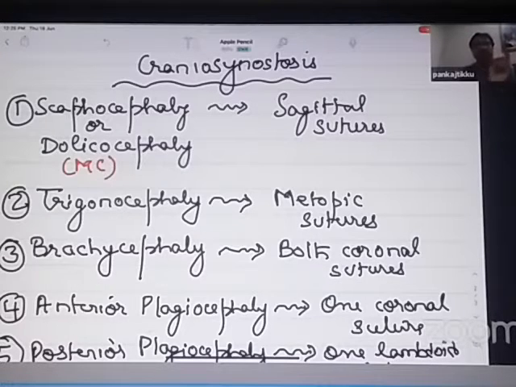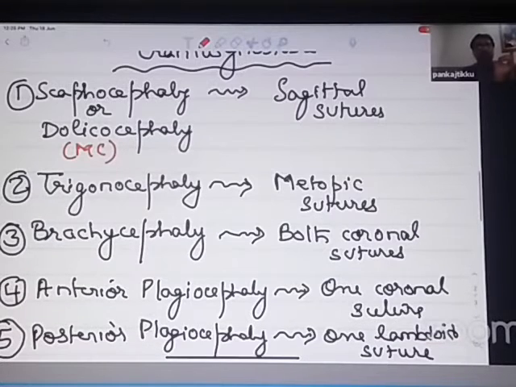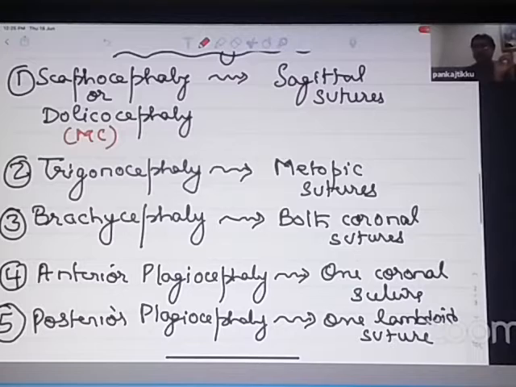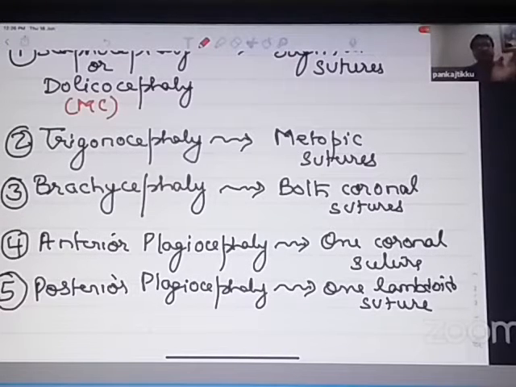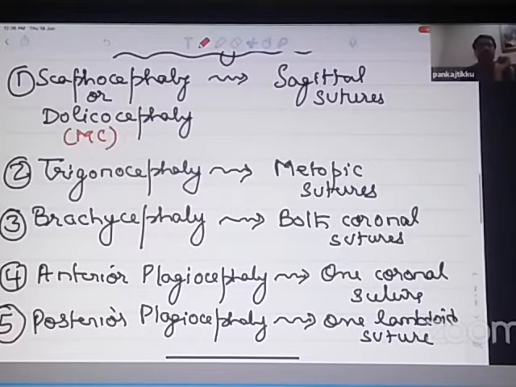So premature fusion of sagittal sutures, scaphocephaly. Premature fusion of metopic sutures, trigonocephaly. Premature fusion of both coronal sutures is brachycephaly. Premature fusion of one coronal suture is anterior plagiocephaly, and premature fusion of one lambdoid suture is posterior plagiocephaly, which is overall the most common type of craniosynostosis. It is scaphocephaly or dolichocephaly.